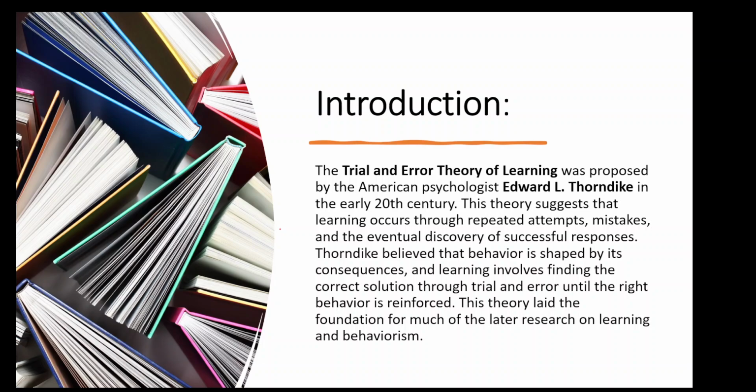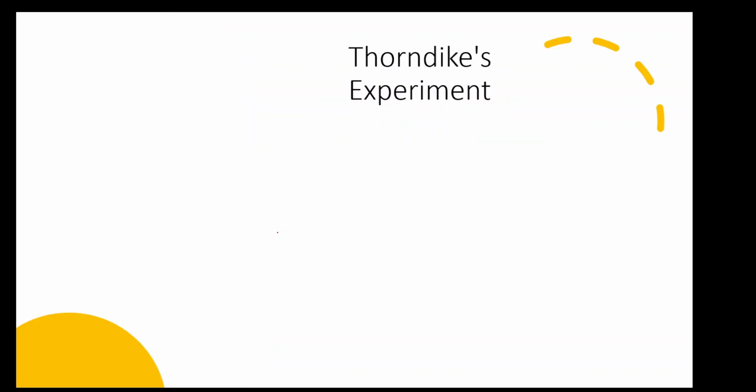Thorndike believed that behavior is shaped by its consequences, and learning involves finding the correct solution through trial and error until the right behavior is reinforced. This theory laid the foundation for much of his later research on learning and behaviorism. Thorndike's experiments.